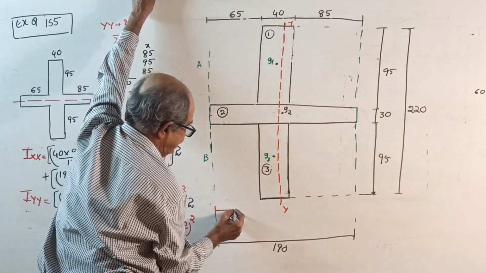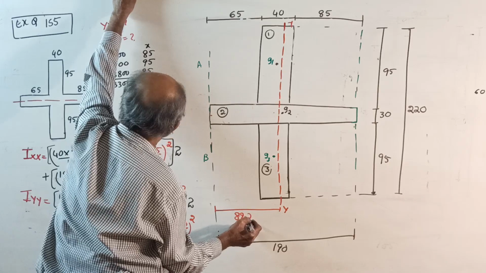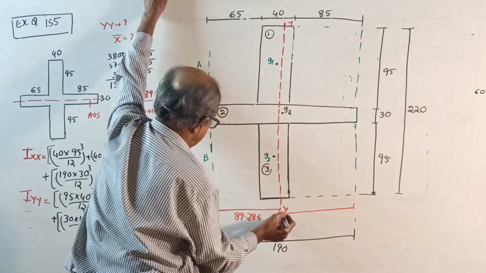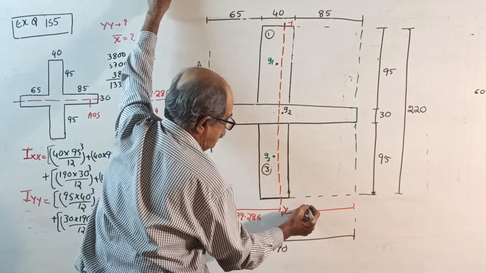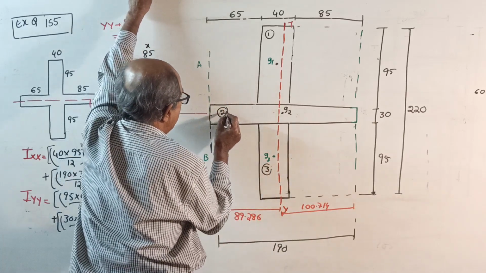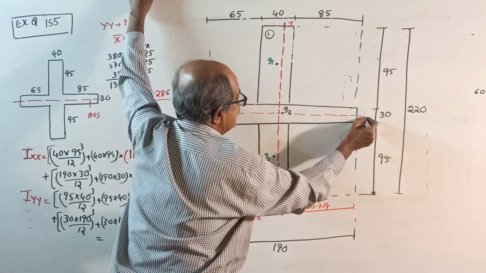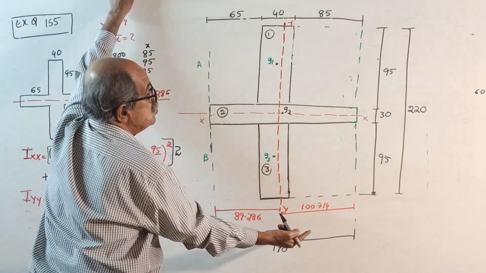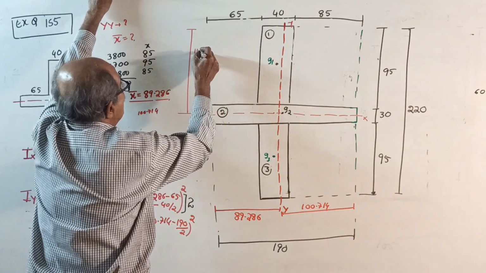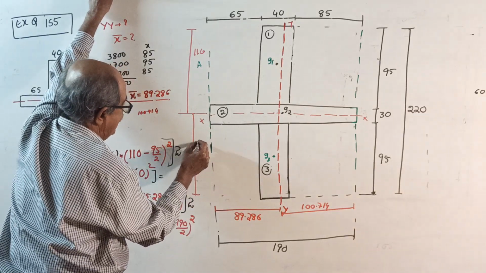From here, the distance is how much? 89.286. From that end, it is 100.714. And X-X is directly located without any calculation. That is the exact center. If you want, see the distance, total 220. This is 110. This also 110. Up to here, both are 110.